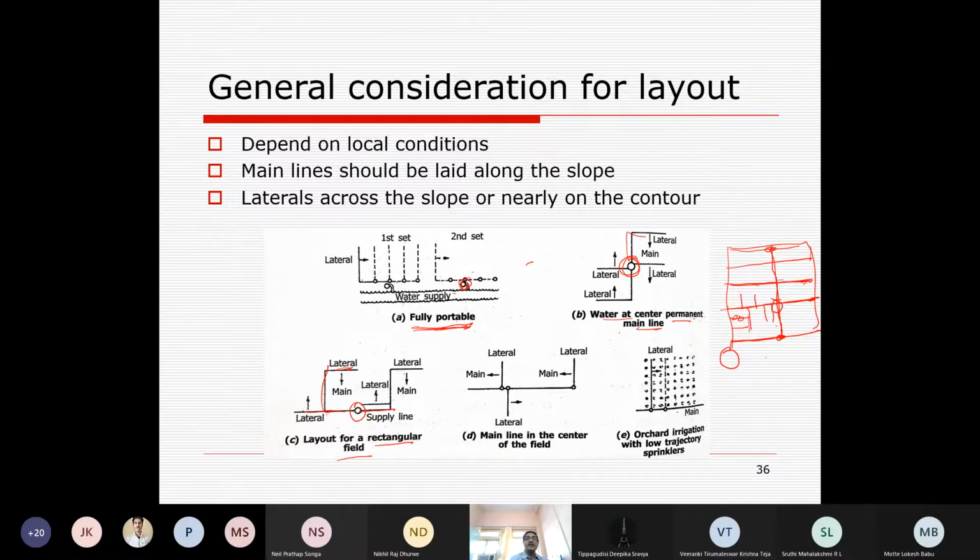That is a general idea, and that depends on local conditions: what type of soil, what type of source of water is available, how much area we are going to cover. If it is, say, a very big area like 1 kilometer by 1 kilometer, certainly we need to have a portable system. But suppose it's just 1 or 2 hectares, we need not go for a portable system, the reason being that it will require more input in terms of fixed condition. We can simply have a connecting line to cover this whole 1 or 2 hectares. So the main line should be laid along the slope to avoid any head loss, and laterals across the slope, nearly on the contours, and in that way we can save a little bit of head of the water, the reason being it is not going against the slope to lose the head of supply water.